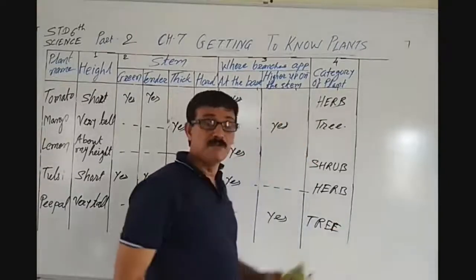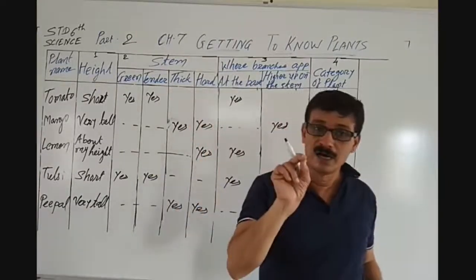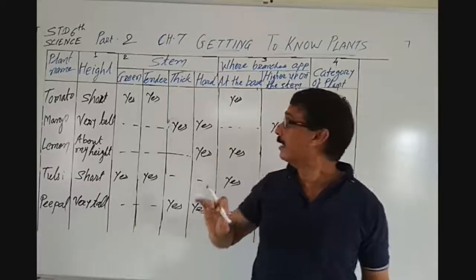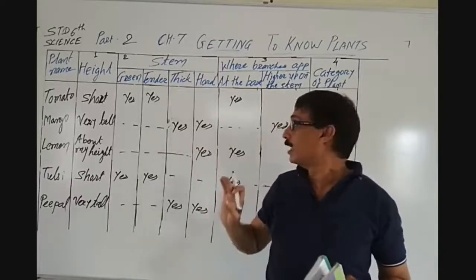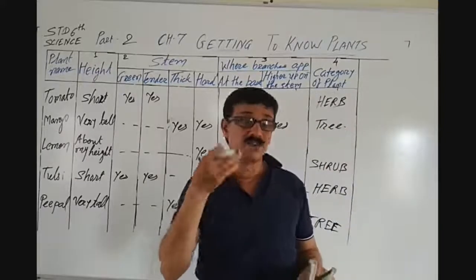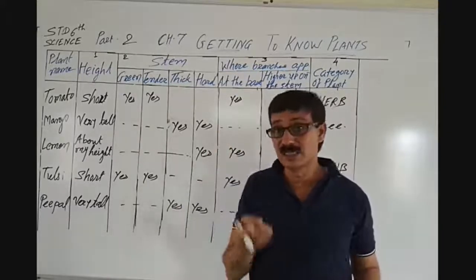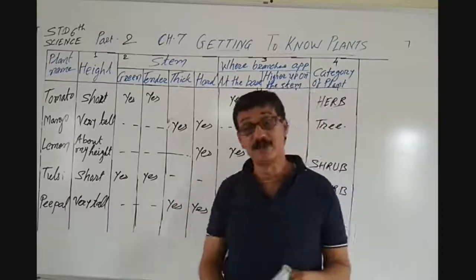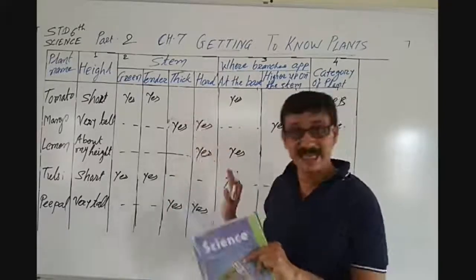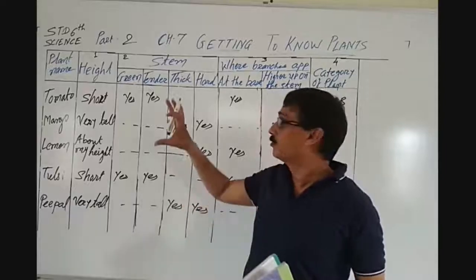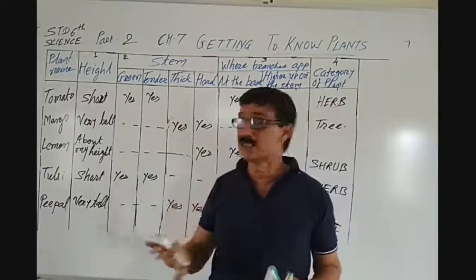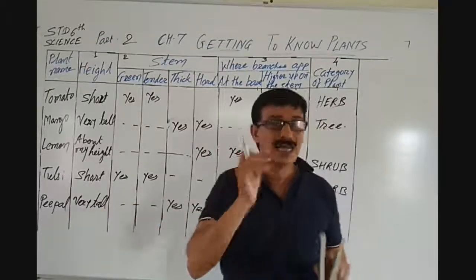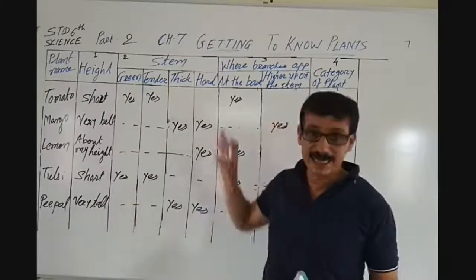So in this part we come to know what herbs, shrubs and trees are and their characteristics. In the next part we will try to understand the creepers and climbers. But by this time we are ending this part. Observe the other plants and try to write in these columns, so that you can come to know.